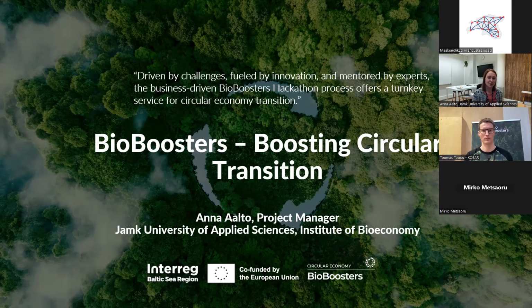So BioBoosters is both the name of our business accelerator in the Institute of Bioeconomy and the name of the project. BioBoosters Boosting Circular Transition is the Interreg Baltic Sea Region project where we are taking our BioBoosters hackathon model to the bioeconomy innovation hub community across the Baltic Sea region.